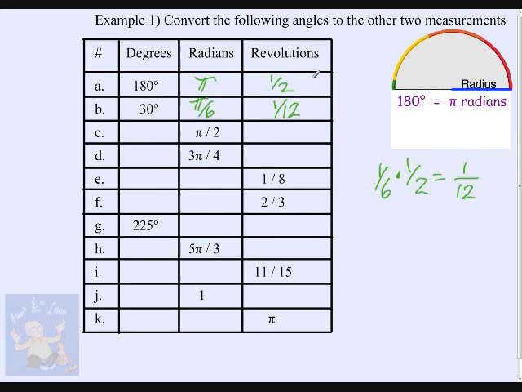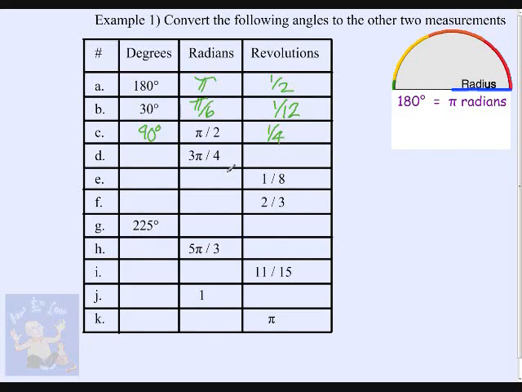Now the next example has us converting pi over 2 from radians. We should be able to do that. Pi divided by 2 is 180 degrees divided by 2, so we know what that is, 90 degrees. How many revolutions will that be? Well, this is half a revolution. I'm only going half of a half, so it's, that's right.